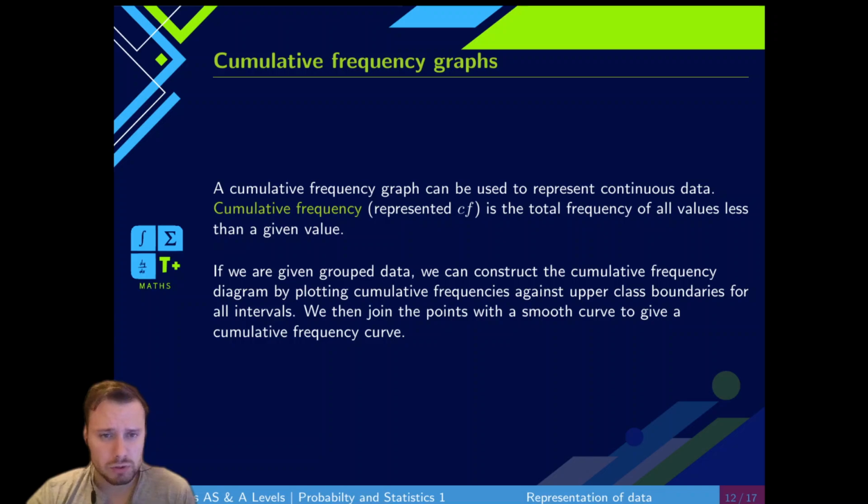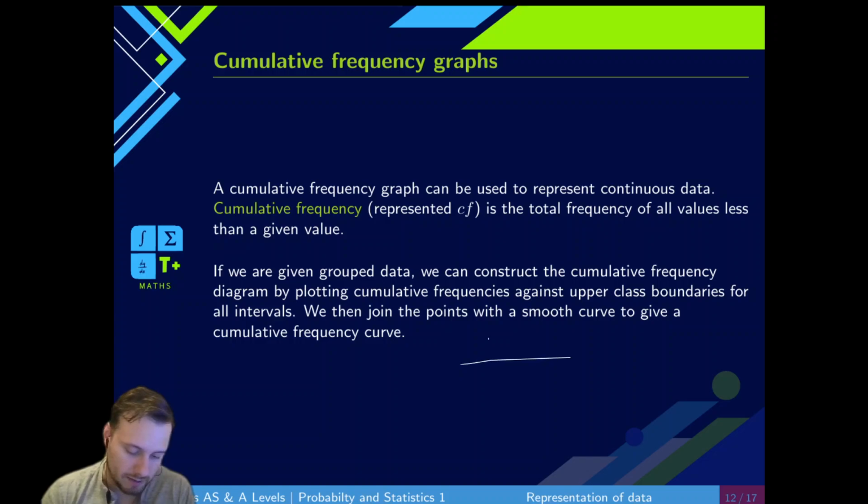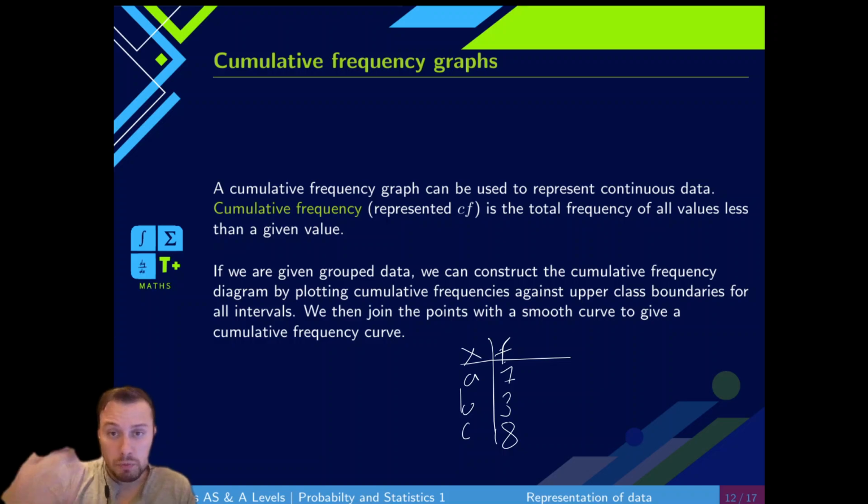I just want to point out what we mean when we talk about cumulative frequency, because you may not all know this. So let's draw a small table of data. Imagine that we have a set of values x that have values a, b, and c with their corresponding frequency. So we have here, let's say, a 7, a 3, and then over here an 8. So what is cumulative frequency?